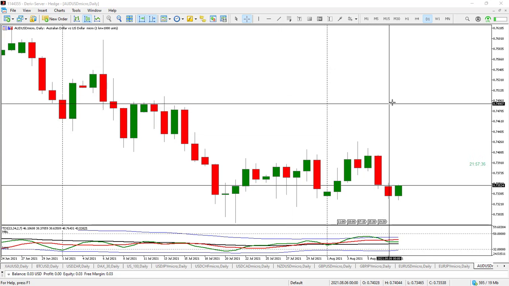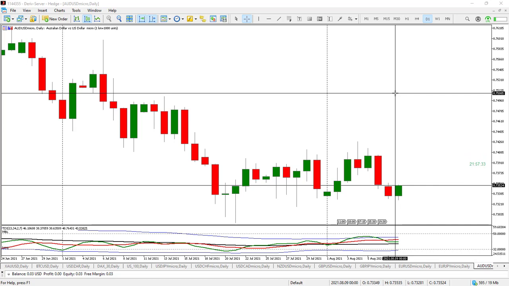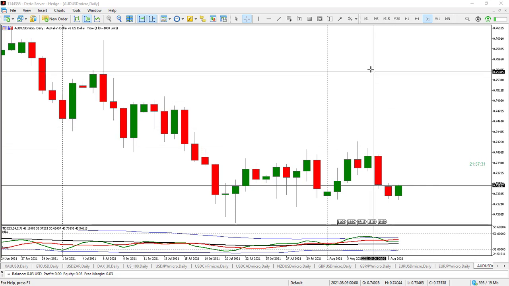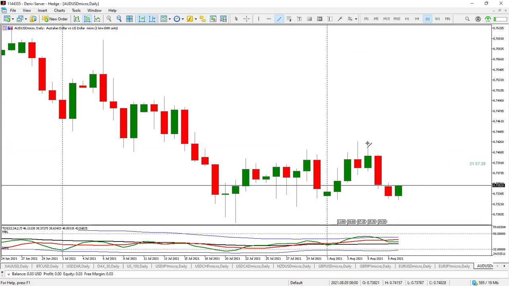Guys, this is what I always do. I always determine where the market is ranging, starting with AUD USD this week. Now we have this high that was created the previous week before the NFP, and then we have this low that is yet to be tested.